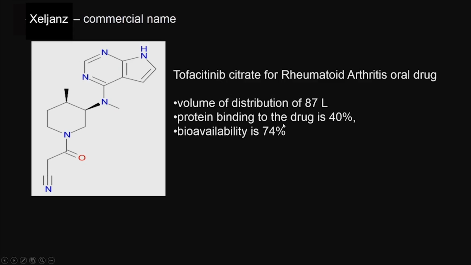That means if I take 100 milligrams of the drug orally, 74 milligrams of the drug is available at the target site, which is good. Generally values like 70, 75, 65 are reasonably good.